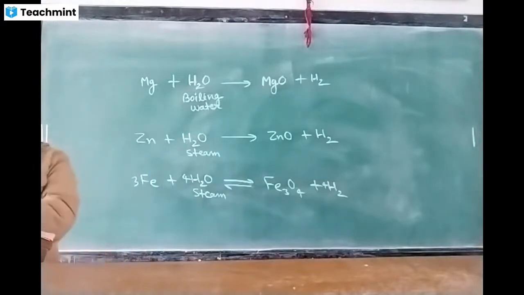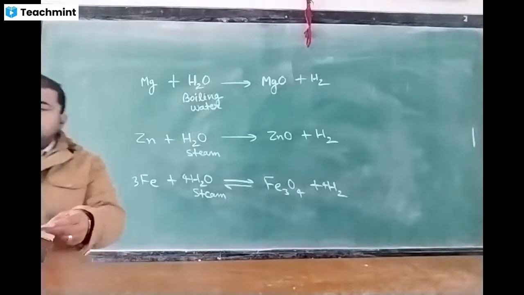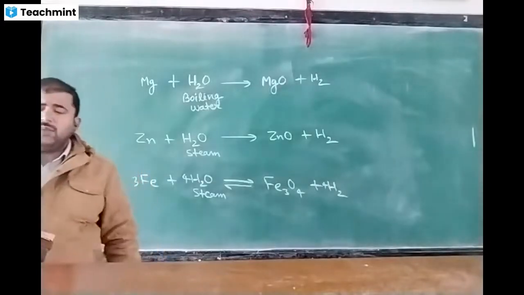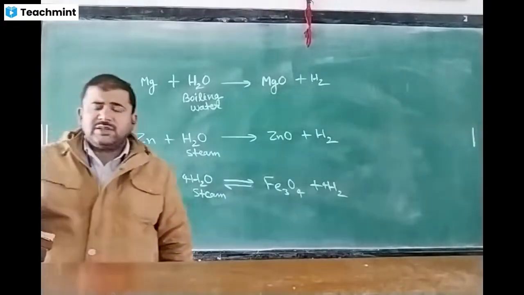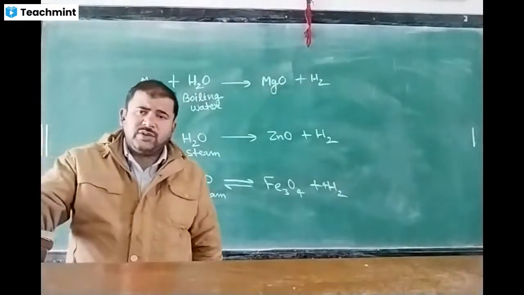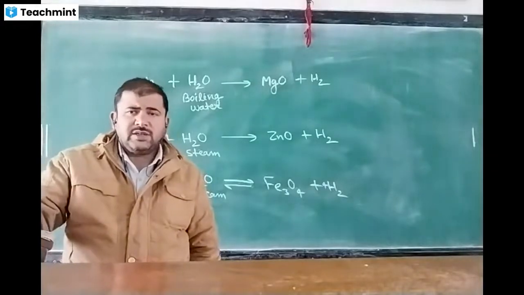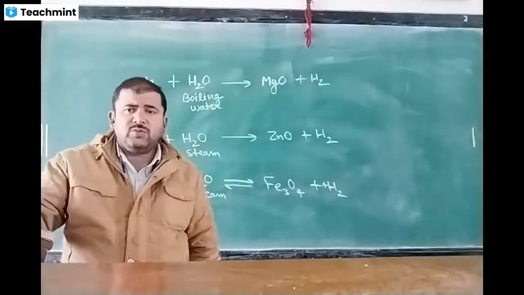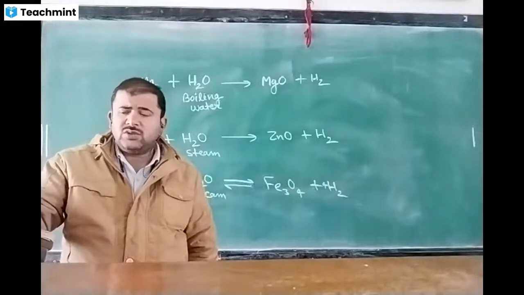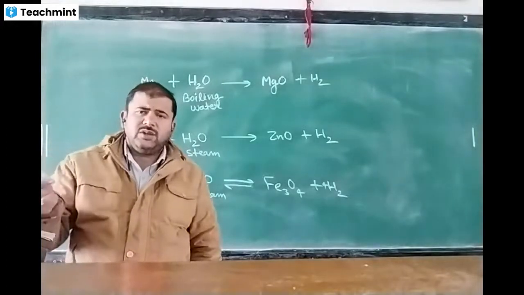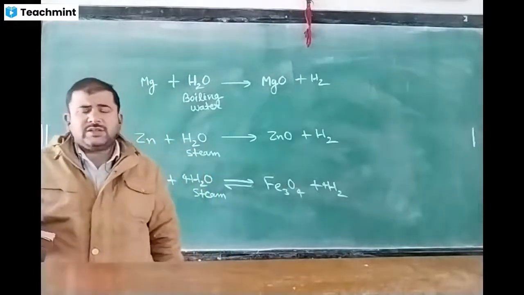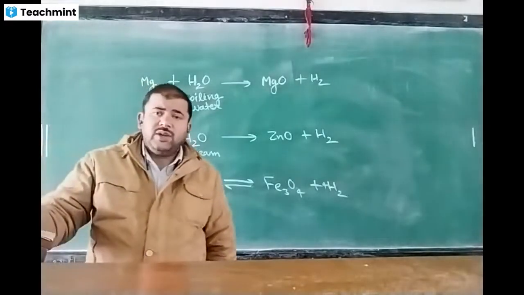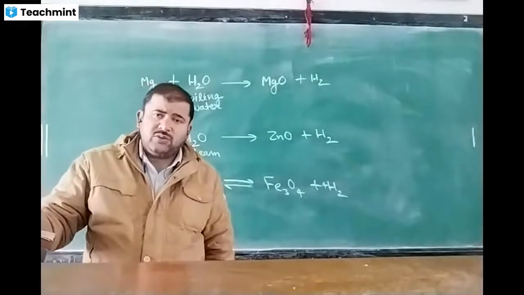And next, the general method from acids with magnesium, aluminum, zinc, iron. Here these active metals react with dilute acid, such as HCl or H2SO4. Only one of them, HCl or H2SO4, you have to take. Active metals react with the dilute acid, and we get the respective salt plus hydrogen gas.